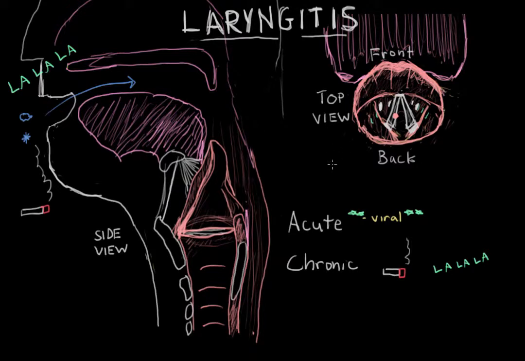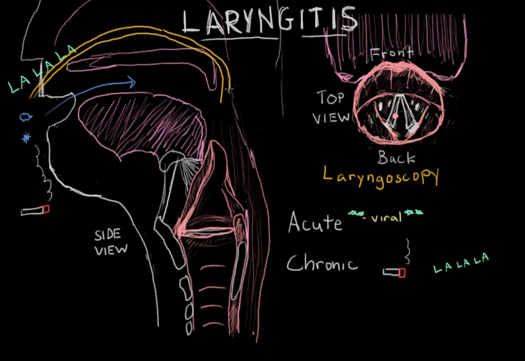So direct visualization of the larynx, known as laryngoscopy, so visualization, scopy, of the larynx, can give confirmation of many different causes of laryngitis. To do laryngoscopy, a physician or health practitioner will insert a long tube-like structure that has a camera on the end of it. And this camera will allow a direct view from above of the larynx and associated structures. However, laryngoscopy is usually only pursued in cases of chronic laryngitis.